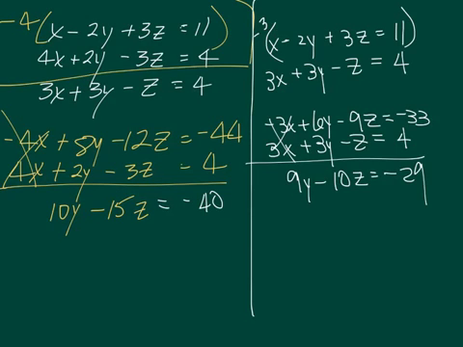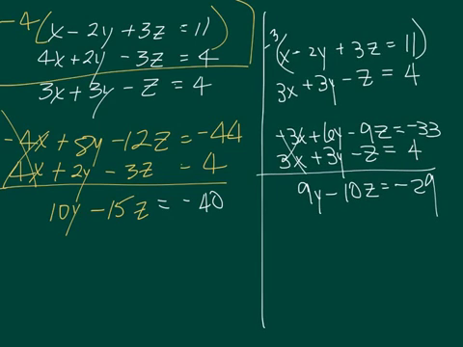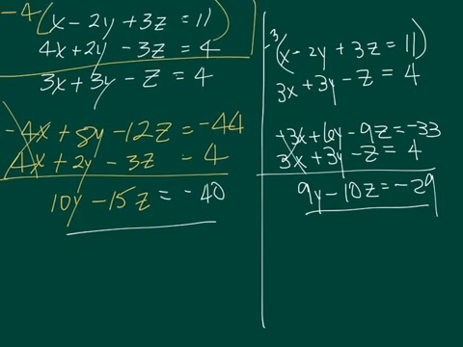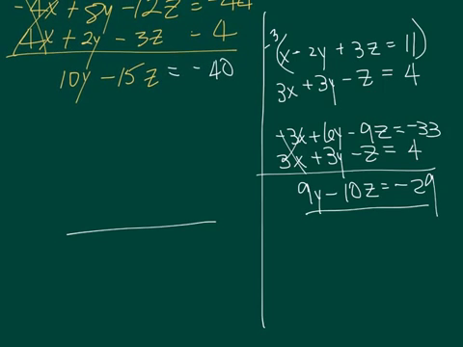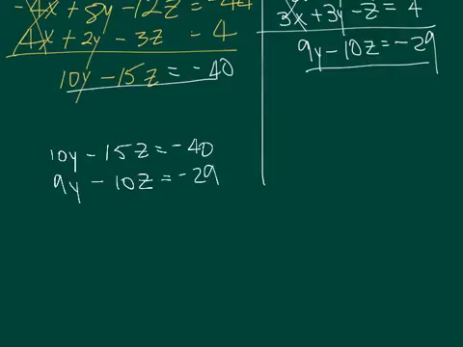Okay, so now I have two equations. I have this equation here, right there, and I have this equation there. Well, I'm going to put them together and ignore everything else at this point. So I'm going to take this stuff and move it up out of the way here. So I've got my 10y minus 15z equals -40, where I got rid of the x. And then I have 9y minus 10z equals -29. Okay, so I took this one here and this one here. Since I got rid of the x's, now I have two variables and two equations.